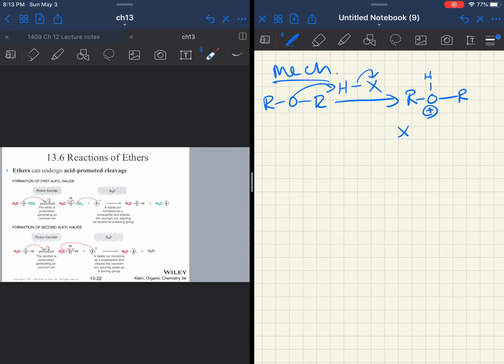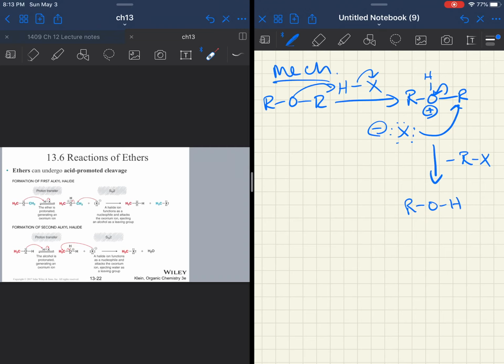And we've got a good nucleophile with our X minus. It's going to attack one side. And it's going to pop off that alcohol. So we lose our first RX. Then we're left with this alcohol.